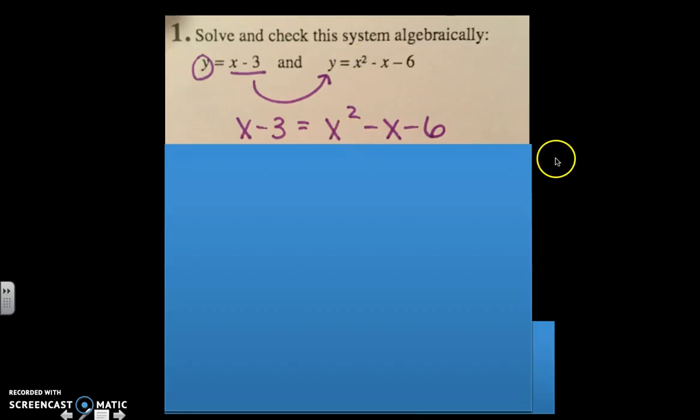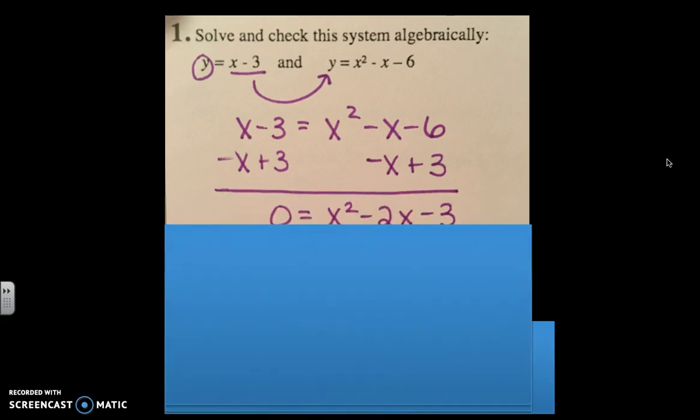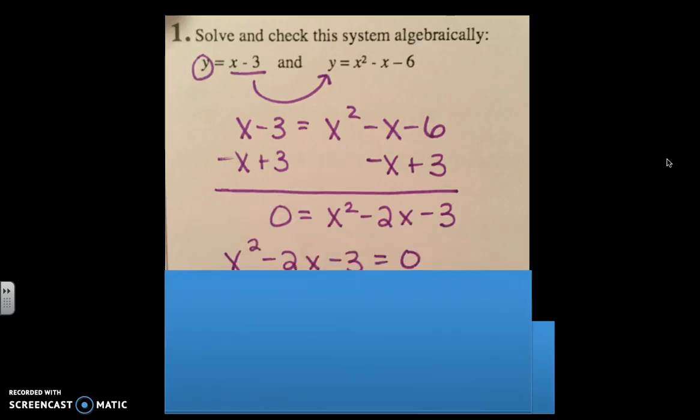Okay, so now I have a quadratic equation that is going to need to be solved by getting it equal to 0. So I'm going to get it equal to 0 by subtracting x and adding 3 on both sides. Now, why would I do it that way? We do not want to have a negative x squared. It makes it very difficult to solve. So if I want my x squared to stay positive, I need to move everything to that side. That gives me 0 equals x squared minus 2x minus 3, which I'm just going to rewrite as x squared minus 2x minus 3 equals 0, because that's the standard form of a quadratic equation.